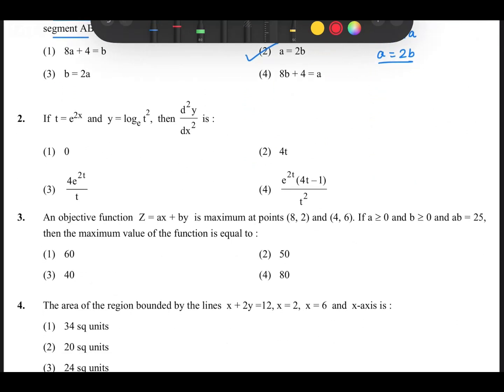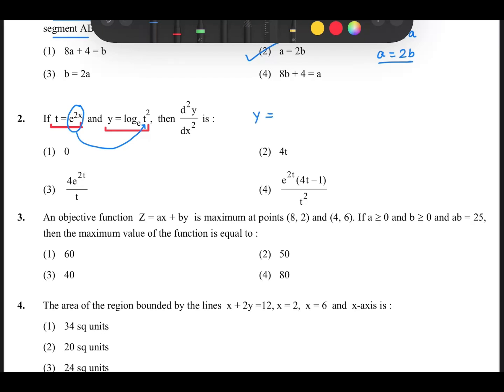Let's come to the next question. You have the value of t, and the value of y in terms of t. Then he's asking you about d2y by dx2. So you need y in terms of x and then the derivative. You have the value of t, e to the power 2x, which you can plug in here. Then you have y in terms of x.